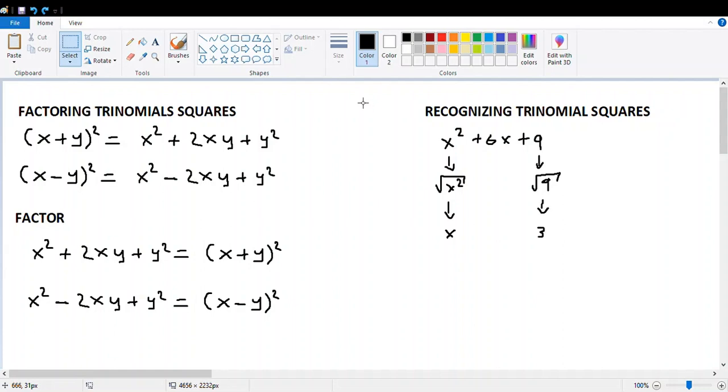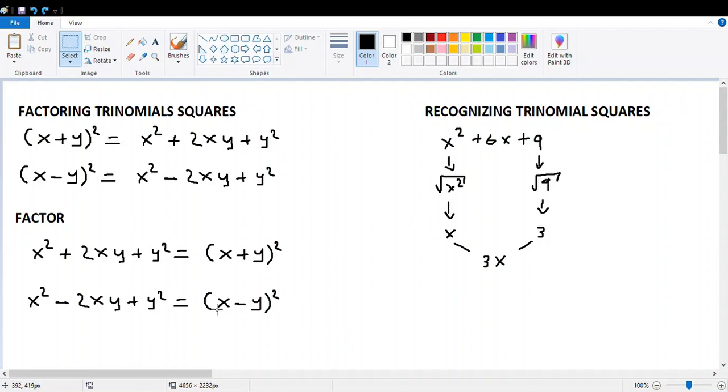When we multiply these answers, x times 3, the answer is 3x. And if you notice, 3x is exactly half of the middle term of the original trinomial. If this happens, it's because the trinomial is a trinomial square. Then we know that x squared plus 6x plus 9 is a trinomial square.